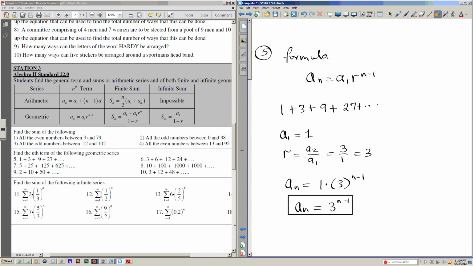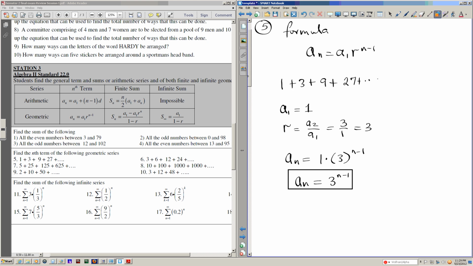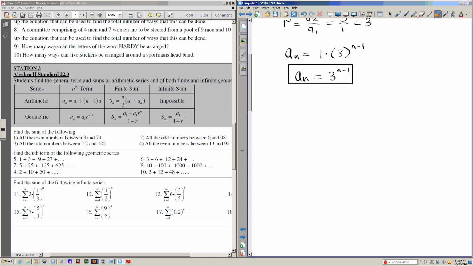All right. Okay, now let's move on to question number 11. From question 11, we're asked to find the sum of the following infinite series. So we're going to have sigma, the sum from n equals 1 to infinity of 3 times (1/3) to the n. Now first we have to test for convergence, right? So the question is, is the common ratio between -1 and 1? If it's not, then we cannot find the sum. All right, so this is going to infinity.